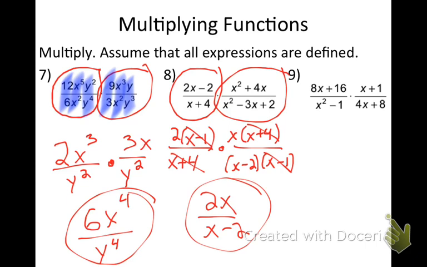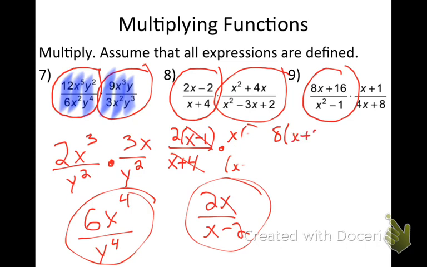I have 8x plus 16 over x squared minus 1. When I look at the first fraction, what comes out of the numerator? 8. I'm going to erase here so I can clear up some space. So I pull an 8 out, giving me x plus 2. Over the denominator is that difference of squares, x squared minus 1. What multiplies to get negative 1, adds to get 0? Negative 1 and 1. So I get x plus 1 and x minus 1.